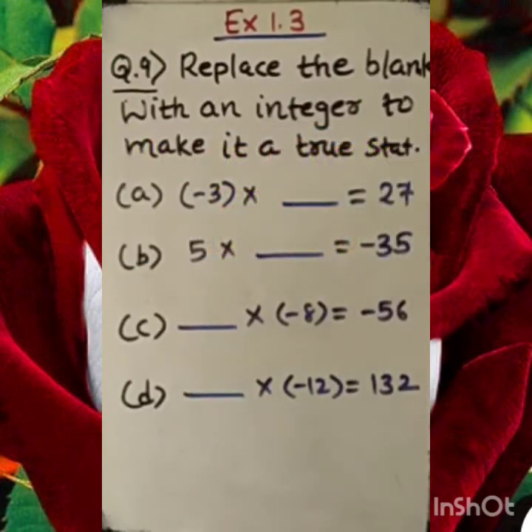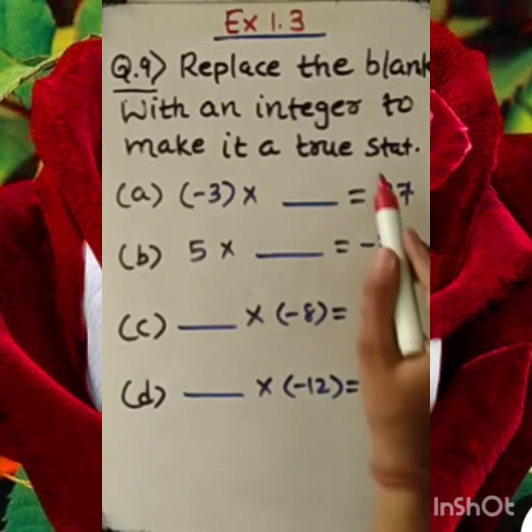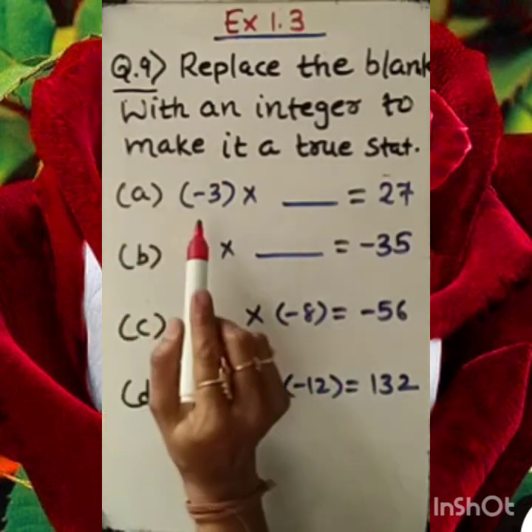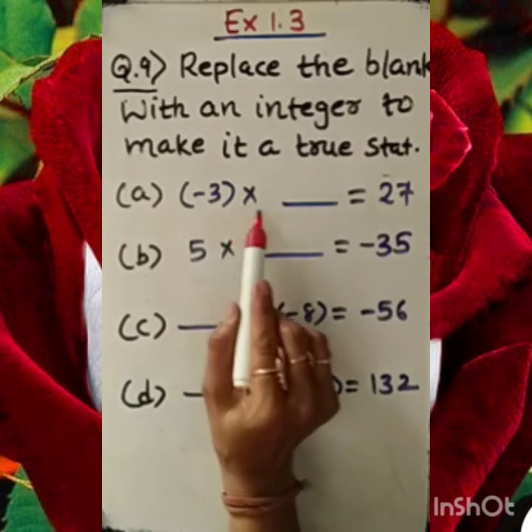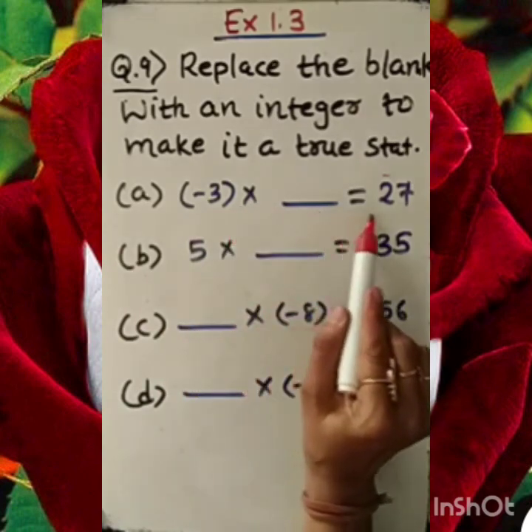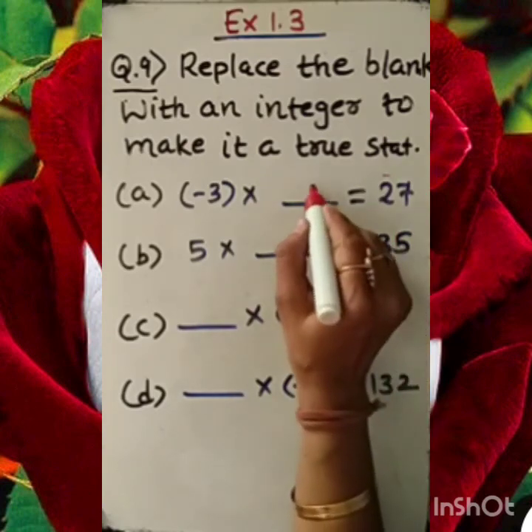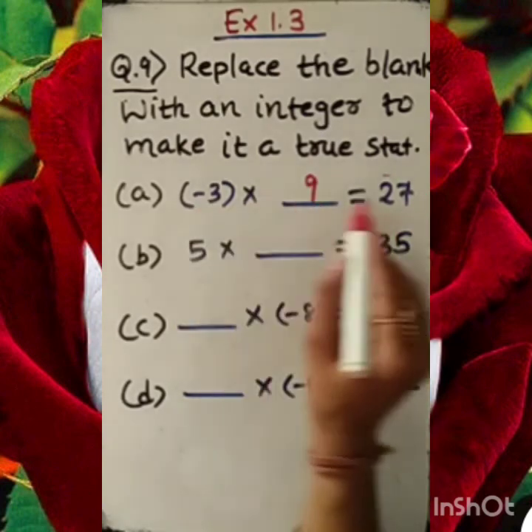Okay, my dear students, now we'll work on question number 9. The question says, replace the blank with an integer to make it a true statement. So we have to fill this blank. Now, focus on your question. Minus 3 into which number should I put so that I have 27? Of course, we know that 3 nines are 27.